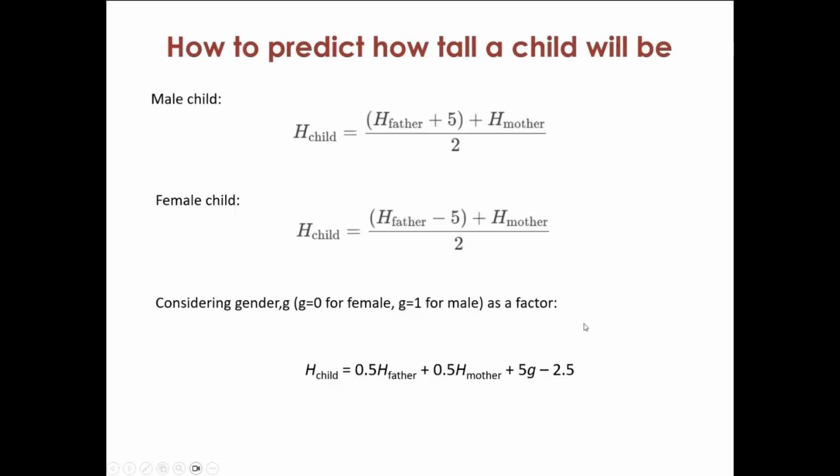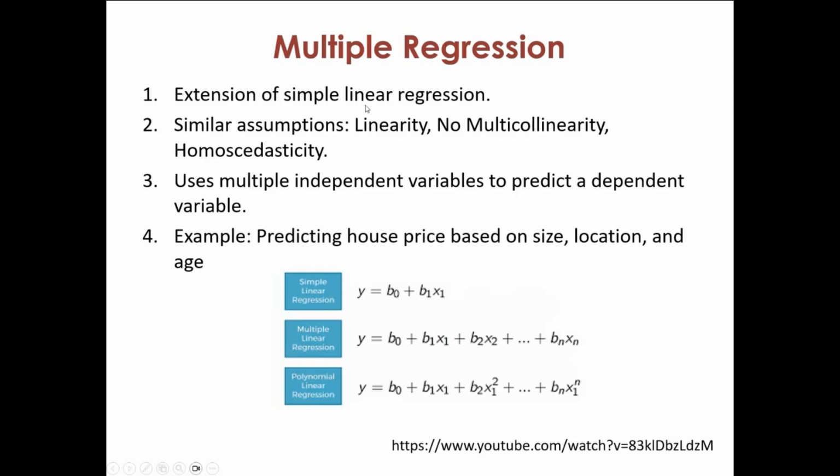So as you can see in the previous formula, the height of the child is determined by more than one predictor: father's height, mother's height, and the gender. So there are 3 predictors here. So this is what we mean by multiple regression. It is an extension of simple linear regression because actually the formula is very much the same. If you look at the simple linear regression, you have y given by beta naught plus beta 1 multiplied with the first factor x1.